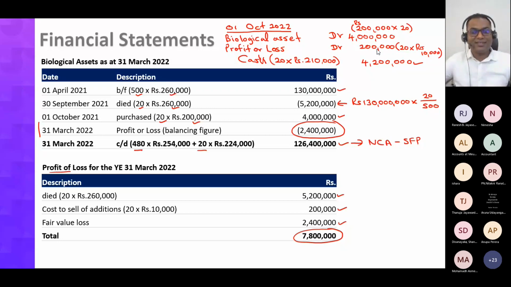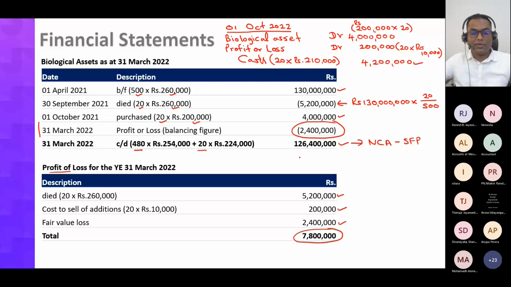Got it? Yes, sir. One more thing, sir. This 224,000 as at 31st March 2022 for these 20 calves. 224,000 for 20 calves at the end of the period.